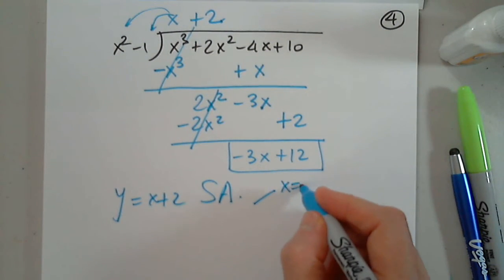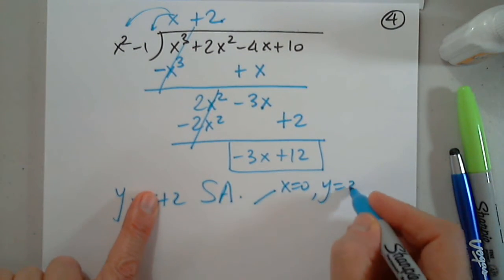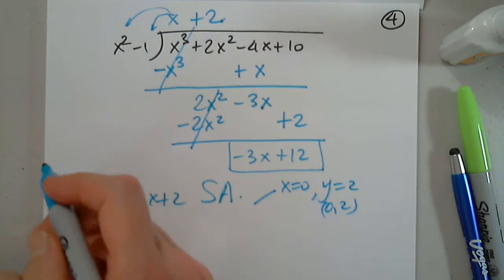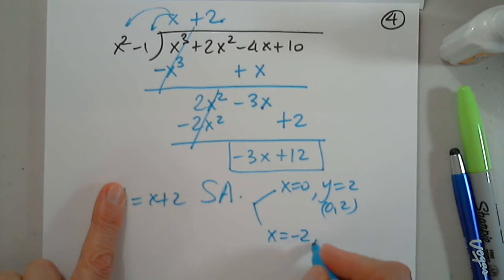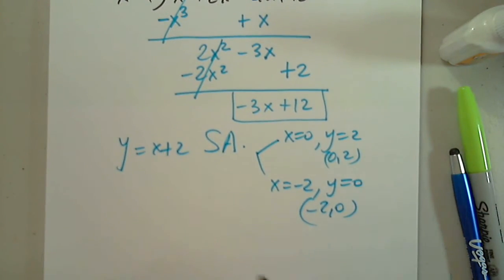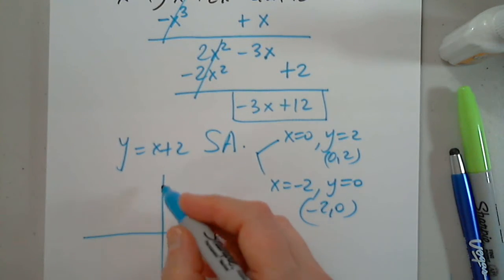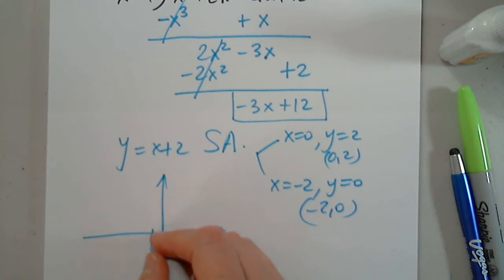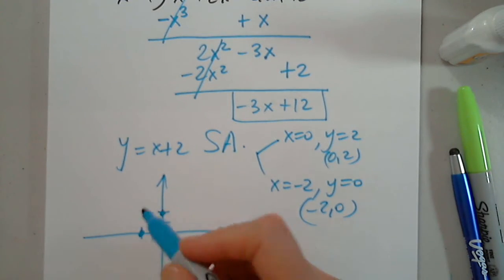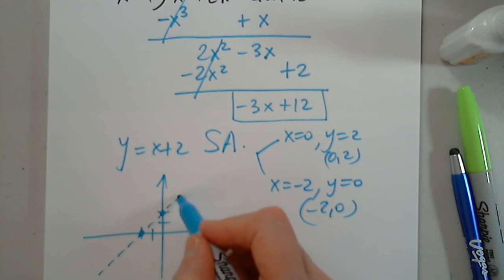Very simple. When x is 0, y is 2, so 0, 2. When y is 0, x is negative 2. So x equals negative 2 when y is 0. So negative 2, 0. So it's like graphing a line. So negative 2, 0, and 0, 2. So this is the slant asymptote.